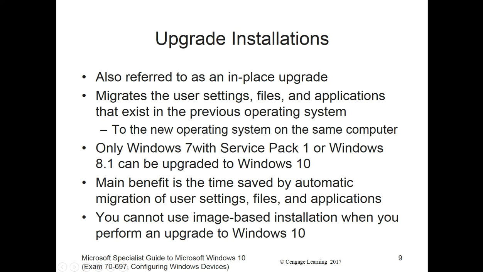Now, only Windows 7 with Service Pack 1 or Windows 8.1 can be upgraded to Windows 10. The main benefit is the time saved by automatic migration of the user's settings, files, and applications. You don't lose all that personalization that you already got. You cannot use image-based installation when you perform an upgrade to Windows 10.